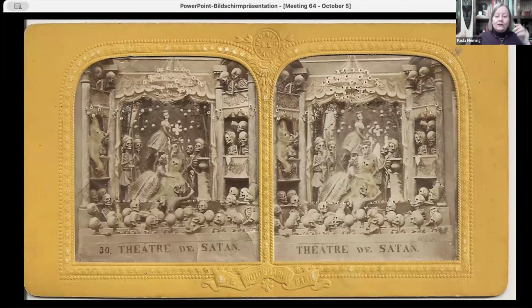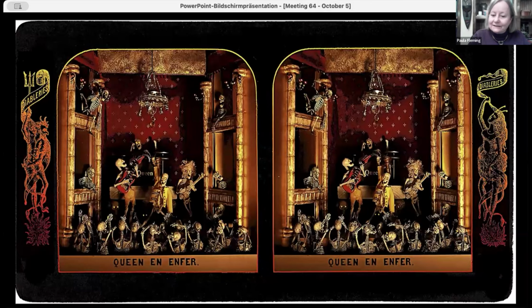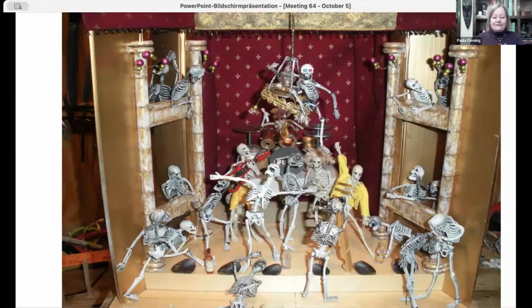My husband Ed and I wanted to understand more, and so we created our own Diablerie based on this one. Next, please. And we created Queen on fair. It seemed only fair. And we learned quite a lot. But one of the things that we learned also was that after the Diableries and the dioramas have been made, the skeletons get a life of their own. Next, please. And they have an after party after you go to bed.